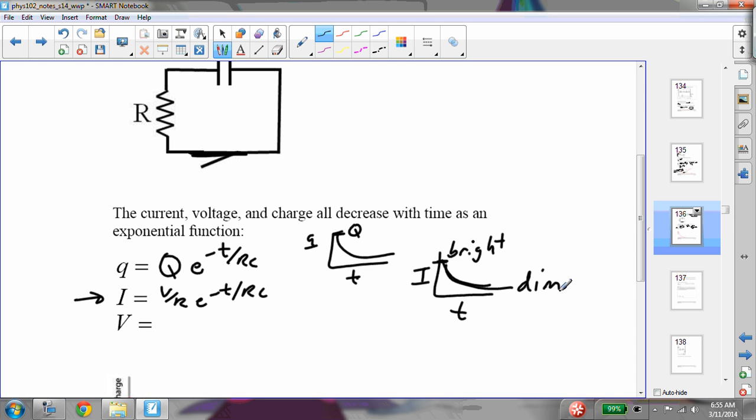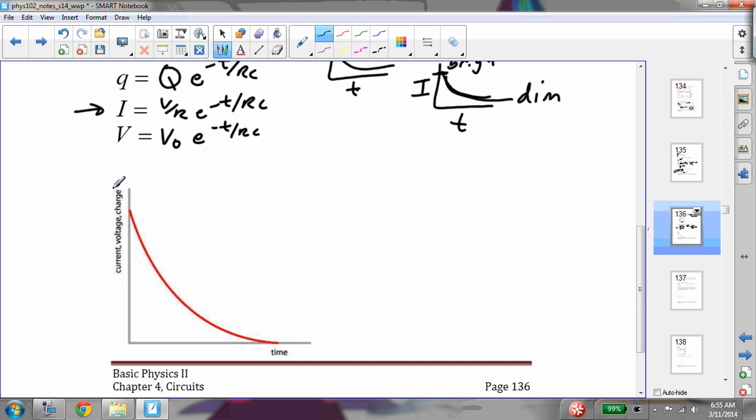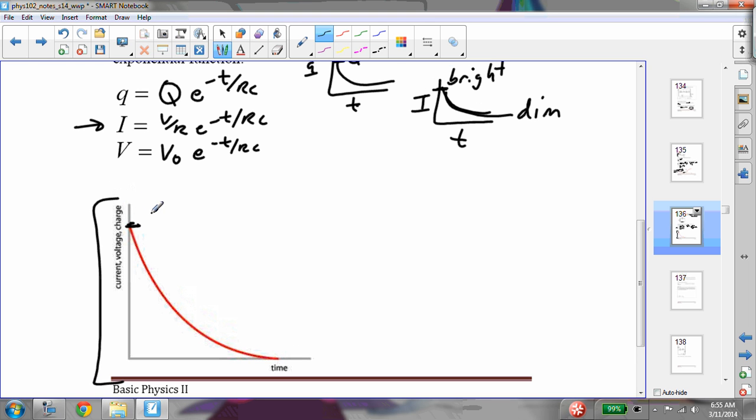We can also write an expression for our potential. It's just going to be V naught, that is going to be the maximum potential, e to the minus t over RC. And all of these, as I've sketched here, follow this function, right? Initially these things are equal to either the total charge, the maximum current, or the maximum potential, and then they discharge with time. Bright, and then dimmer.